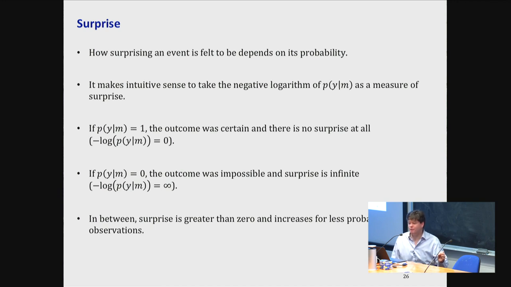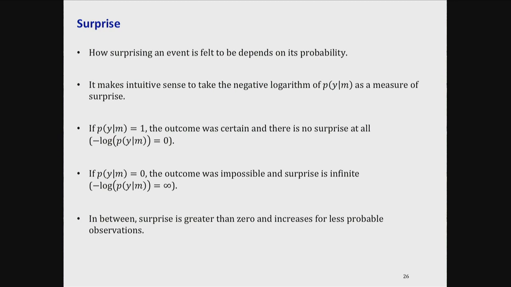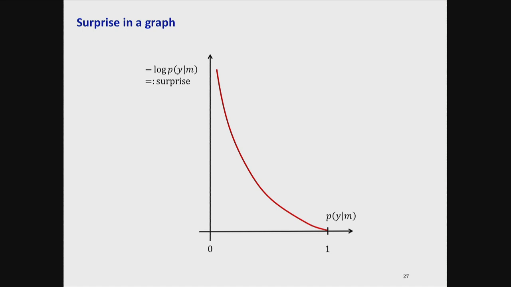Because then, if the probability of observation Y given model M is 1, then the outcome was certain. We knew that Y was going to happen anyway, so there is no surprise at all. The negative logarithm of 1 is 0. However, if under our model M, observation Y is impossible, its probability is 0, and we observed it anyway, then under our model, the surprise is infinite. The negative logarithm of 0 is infinity. And in between impossible events and certain events, surprise is greater than 0, and it increases for less probable observations.